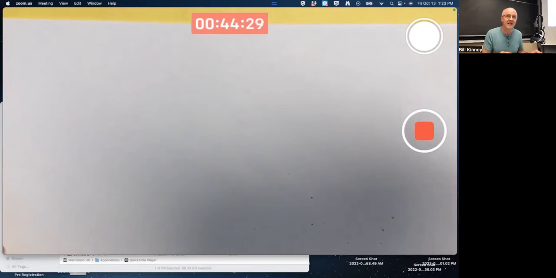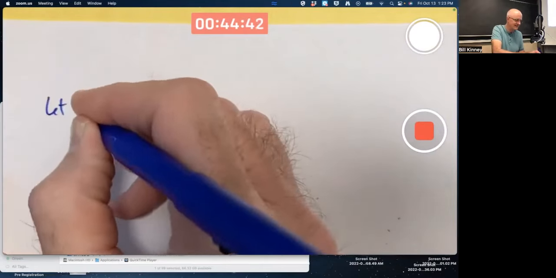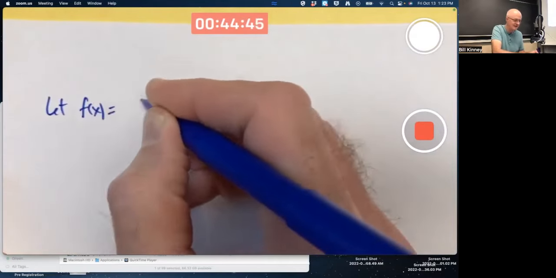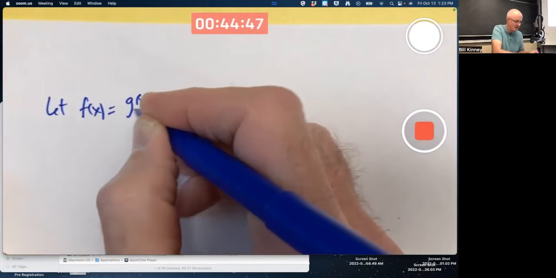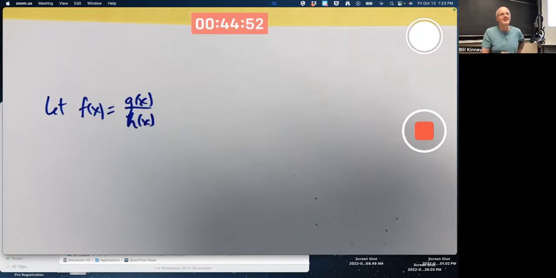Here's something else that's kind of fun. Let's use the product rule and the chain rule to derive the quotient rule. Let f of x equal g of x over h of x. There's a few different ways this can be done. I want to use the product rule and the chain rule though.